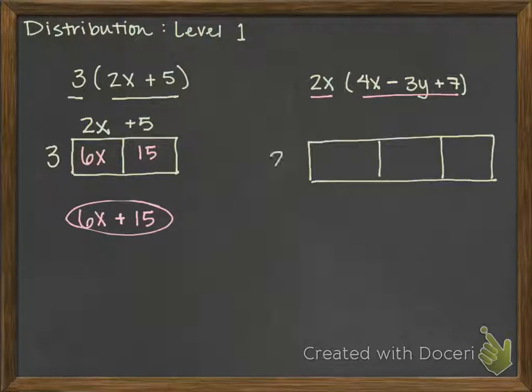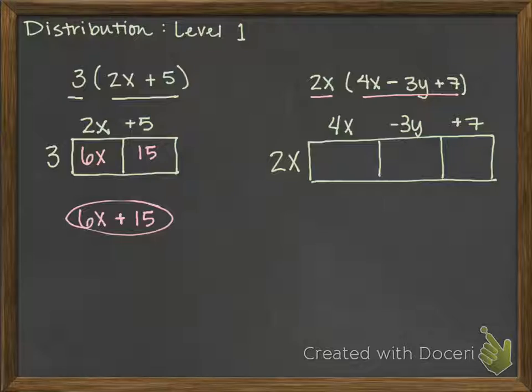All right, so we have 2x on our single side, and then we have to break up 4x minus 3y plus 7. We always keep the minus sign with the term that it is preceding, so that this can represent 4x plus a negative 3y, and then we have our positive 7 on the very end. So just like before, we are going to multiply to figure out the inside of the generic rectangle. And this is just going to help us with that distribution.